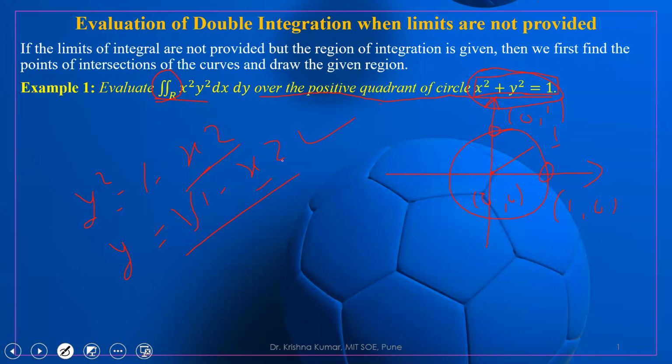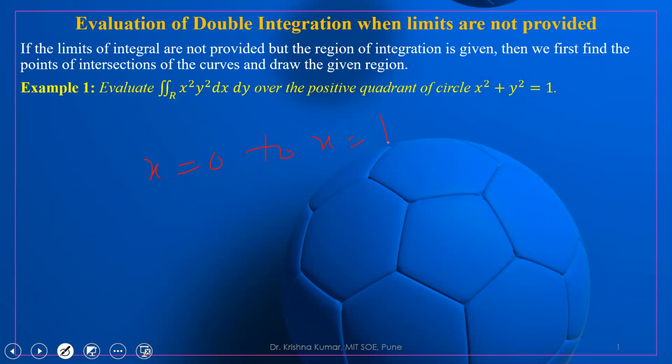But what is the limit of x? If you put y equal to 0 over here, x square equal to 1, so x is plus or minus 1. But since we are taking the positive quadrant, we will take x equal to plus 1. So the maximum value of x is 1 and the minimum value of x is 0. So we can say that the limit of x varies from x equal to 0 to x equal to 1.